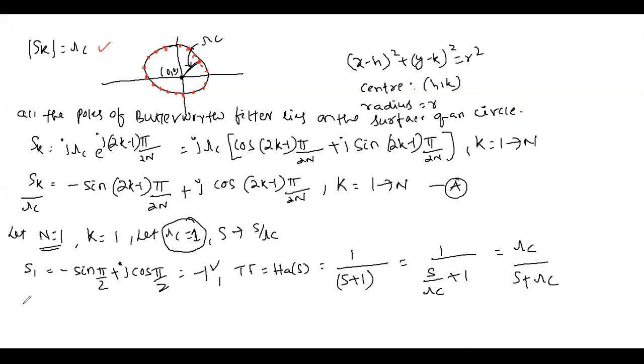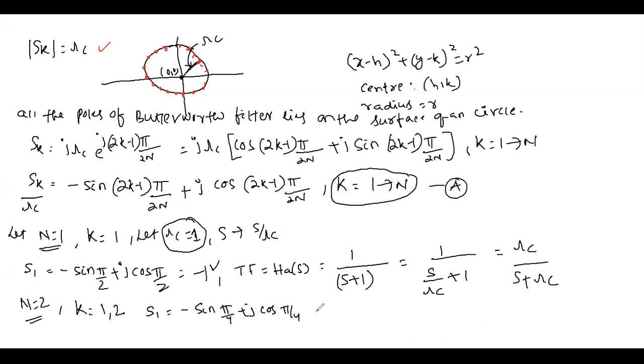Similarly, you can go for n equals 2 and find it. If n equals 2, then what is the value of k? k equals 1 and 2, because k is from 1 to n. Okay, then I can write what is s1. Same, first take omega_c equals 1, later we will replace. What is s1? It's minus sine of pi by 4 plus j cos of pi by 4, that is minus 1 by root 2 plus j by root 2.